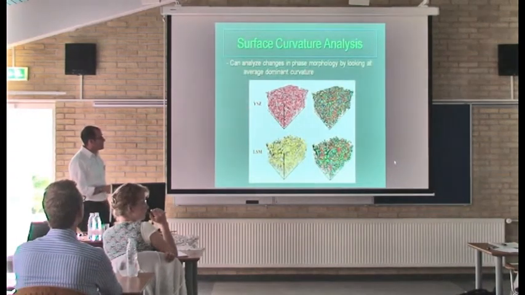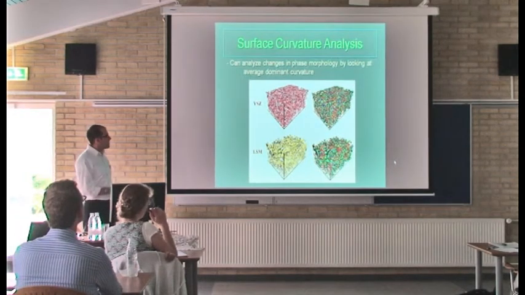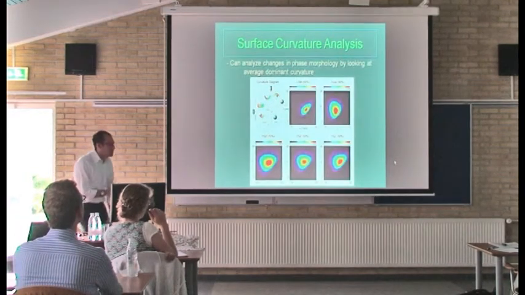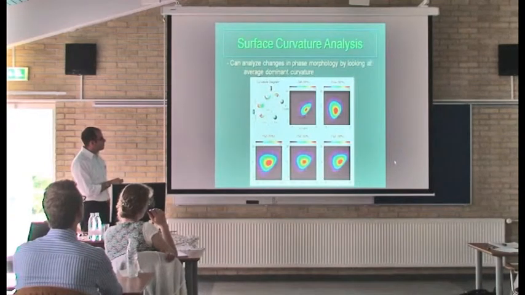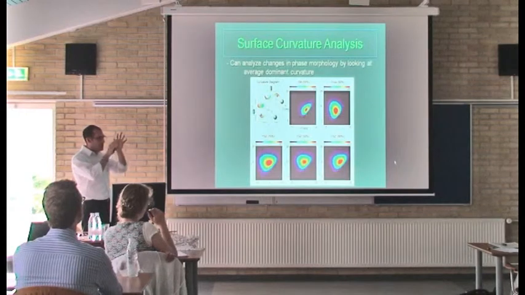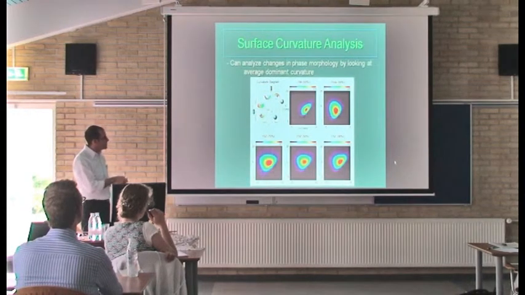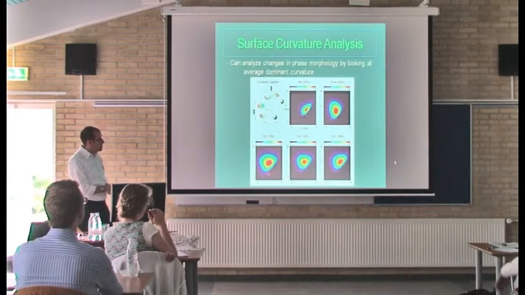We can do surface curvature analyses where we're studying the radii of curvature, and you can plot these as so-called ISD plots or kappa-kappa plots, where the type of curvature, so whether you've got a closed sphere, concave or convex, or saddle structures, and you can see changes in the general curvature of the structures depending on your composition.